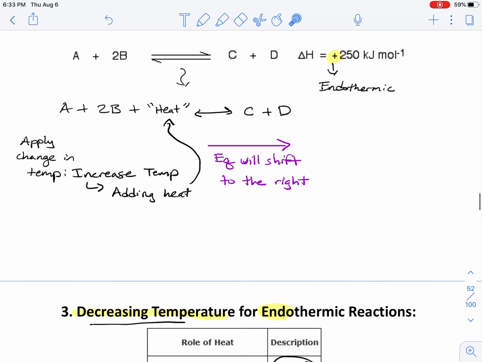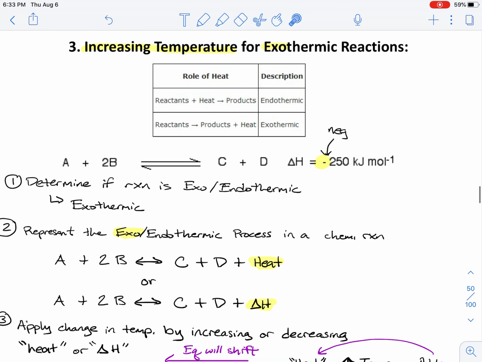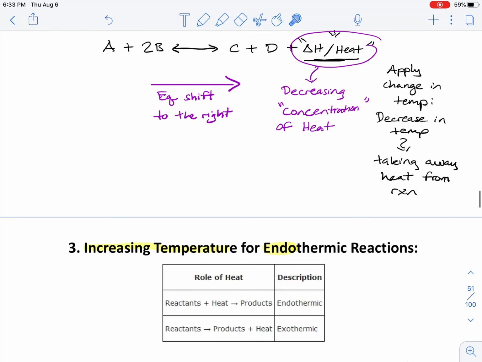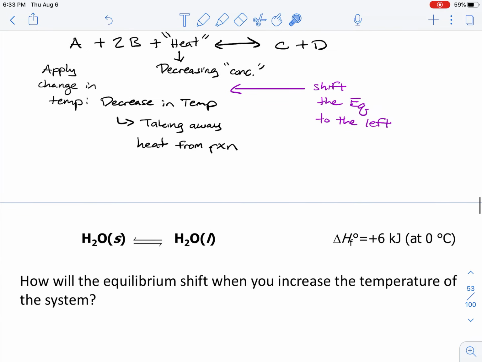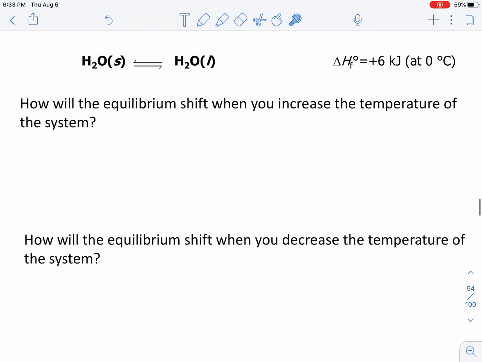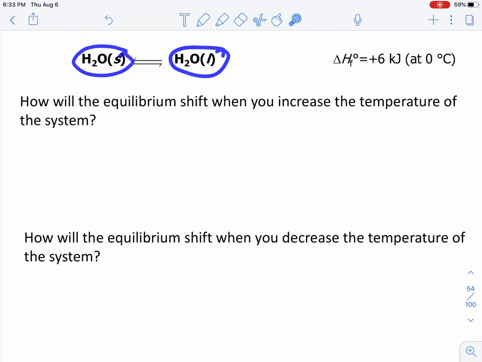So what we did is we went over 4 specific scenarios for an increase or decrease in temperature for either an exothermic or endothermic reaction. Let's work through some practice problems. Here we're looking at the conversion of solid water into liquid water, so basically ice melting or ice freezing, depending on how you're looking at this chemical reaction.